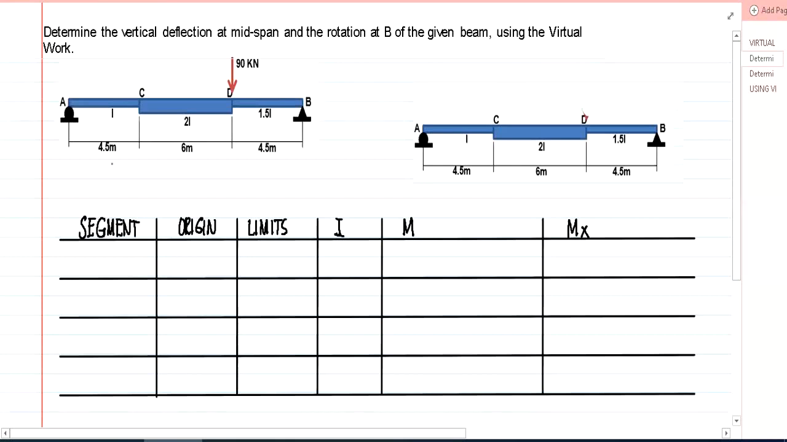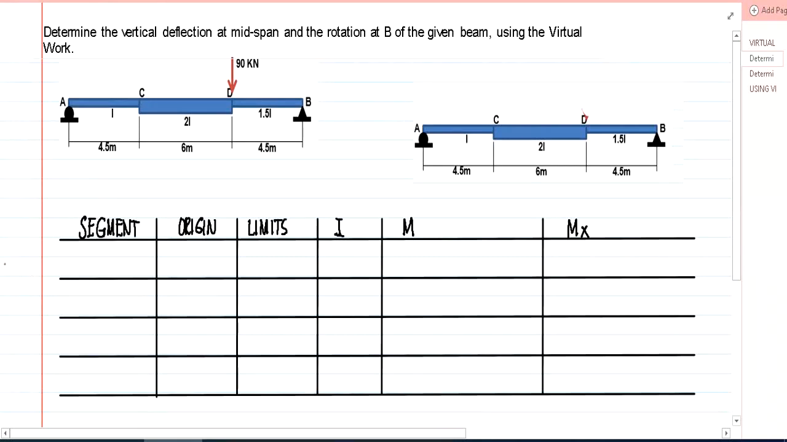Okay, so we have here an example. We have to determine the vertical deflection at midspan and the rotation at B of the given beam using the virtual work method. Okay? So from our procedure, this is our real system.